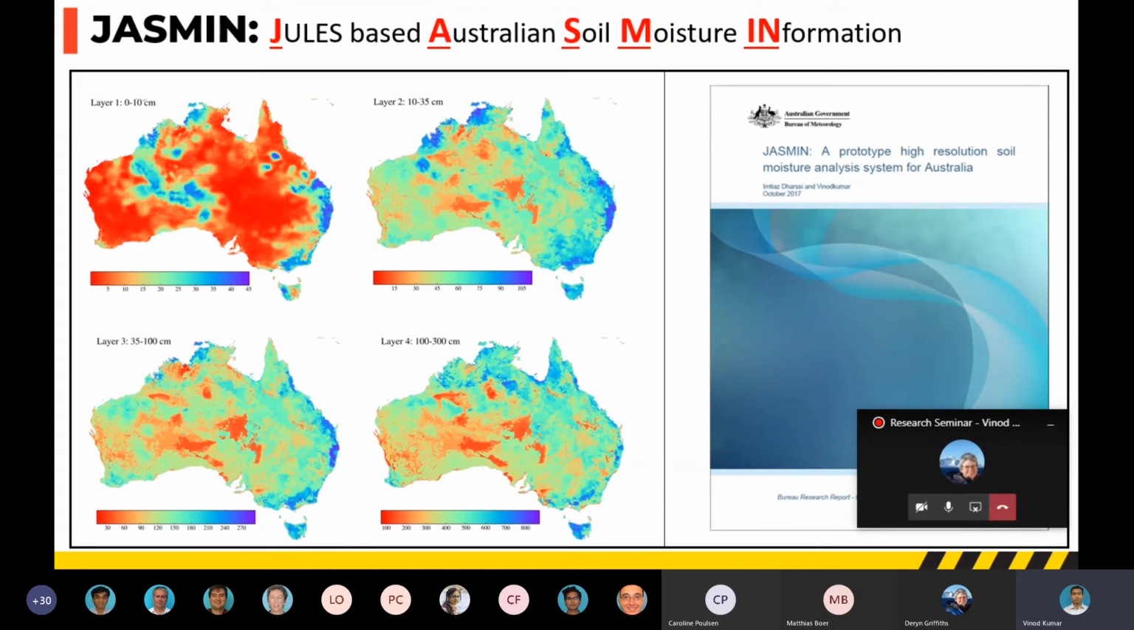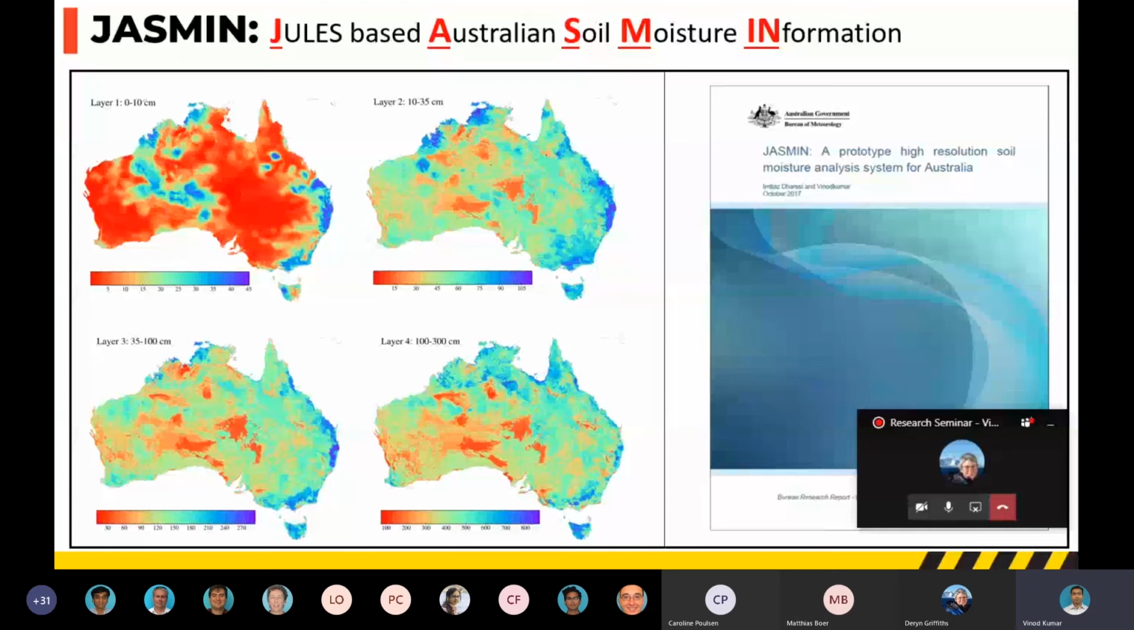Jasmine provides soil moisture at 4 layers. The total soil profile depth is 3 meters. The first layer is 0 to 10 centimeters deep. The second layer is 10 to 35 centimeters deep, the third layer is 35 to 100 centimeters deep, and the fourth layer is 100 to 300 centimeters deep. So it's a total 3 meter deep soil profile.